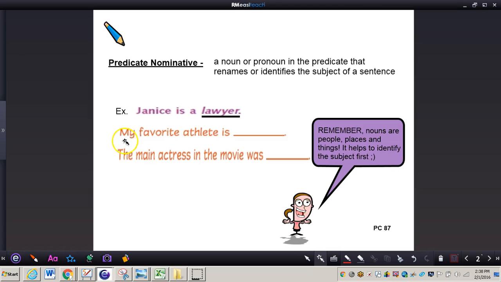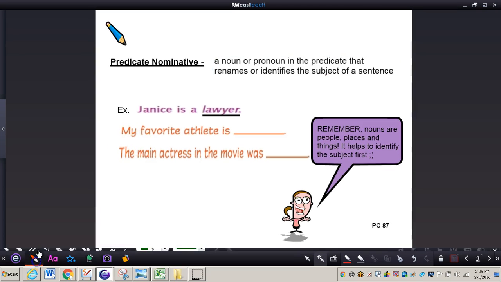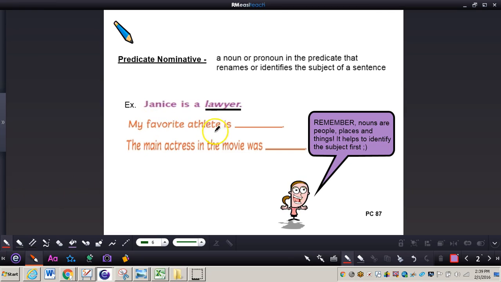All right, so for the next one, we can see my favorite athlete is him. You can see that would be the predicate nominative. And the main actress in the movie was, we'll say, the waitress. So it is important just to remember, on a side note here, that nouns are people, places, and things, and it also helps to identify the subject first when you're trying to find or create the predicate nominative.